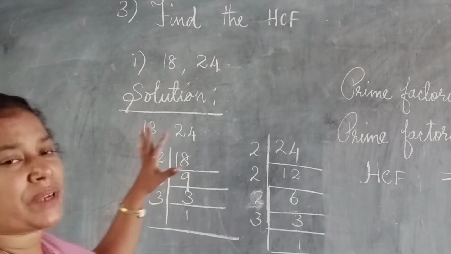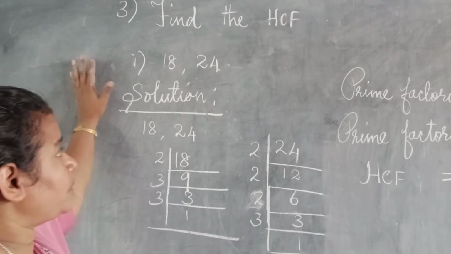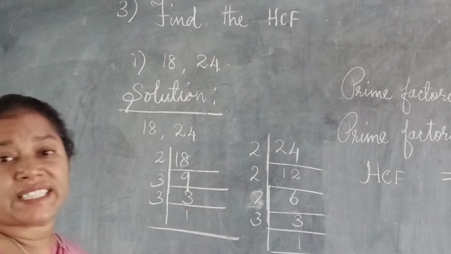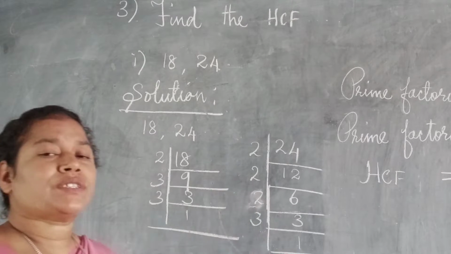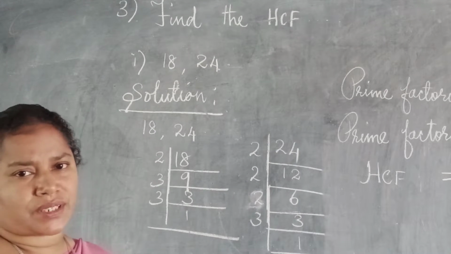Hi students, now in our exercise 1.2, the third sum is "find the HCF". They have given 6 sums. I will explain a few sums to you, and the remaining ones you do as your homework.